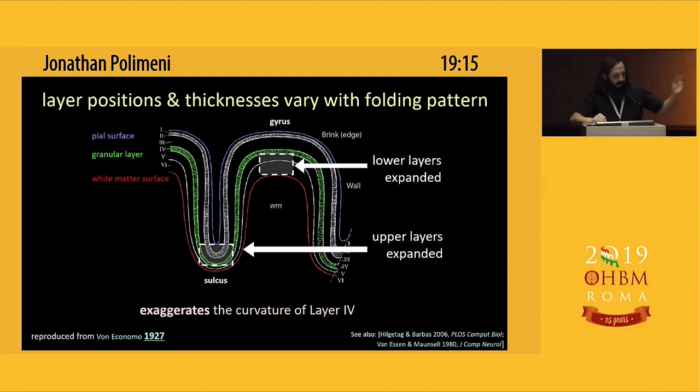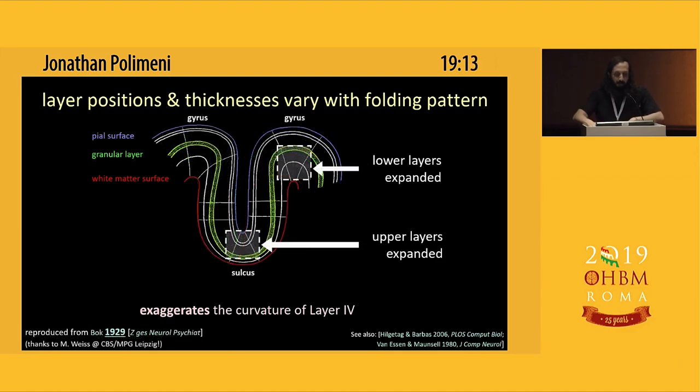So this has been seen classically from both von Economo and also from Bok, who went one step further to try to propose a mechanical principle that kind of explained this phenomenon, that could potentially be used to estimate the layer positions from macroscopically observable characteristics such as the cortical curvature.